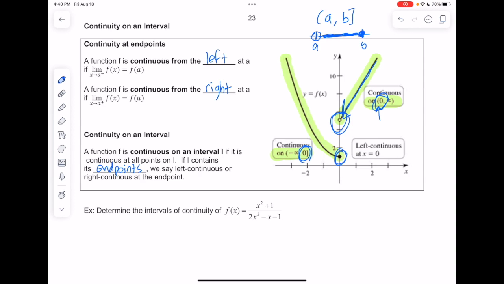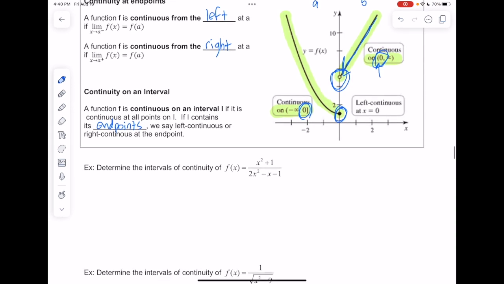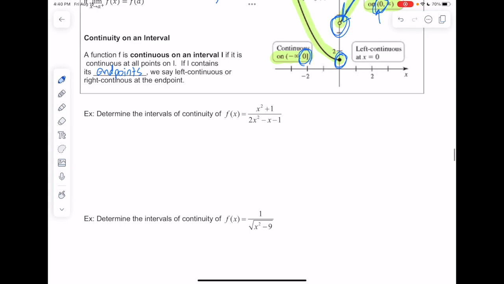Okay, so let's determine the intervals of continuity for this function. If it's continuous everywhere, that's easy, right? So let's start off by investigating where it has discontinuities. It's a rational function, so any discontinuities it has have to come from 0 denominators, so we'll try and factor the denominator. To get that 2x squared, we have to have 2x and x. To get the 1, we have to have a 1 and 1. To get a negative sign right there, we need these two signs to be different from each other. And we want the middle part to be negative x. So I'm going to put the negative here and the positive there.